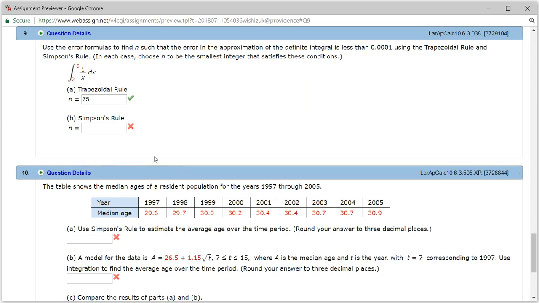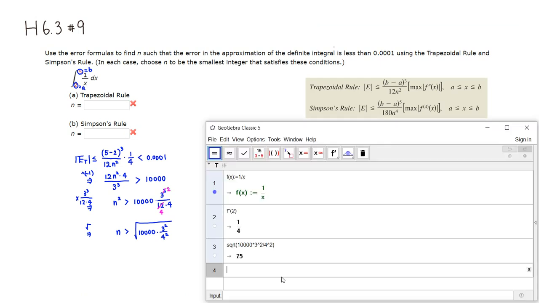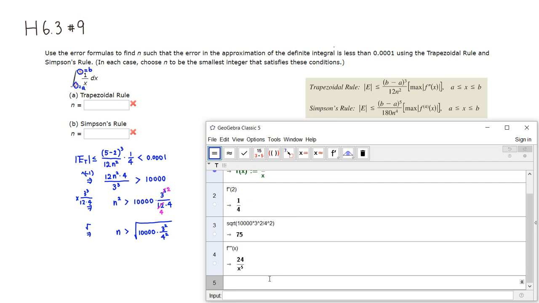And Simpson's rule is very similar. I'm going to open up GeoGebra. If you take the fourth derivative, you're going to get 24 over x to the fifth. If you want to make this as big as possible, I'm going to plug in 2, since 2 is the smallest value here. So plug in 2 and hit enter. We get 3/4.